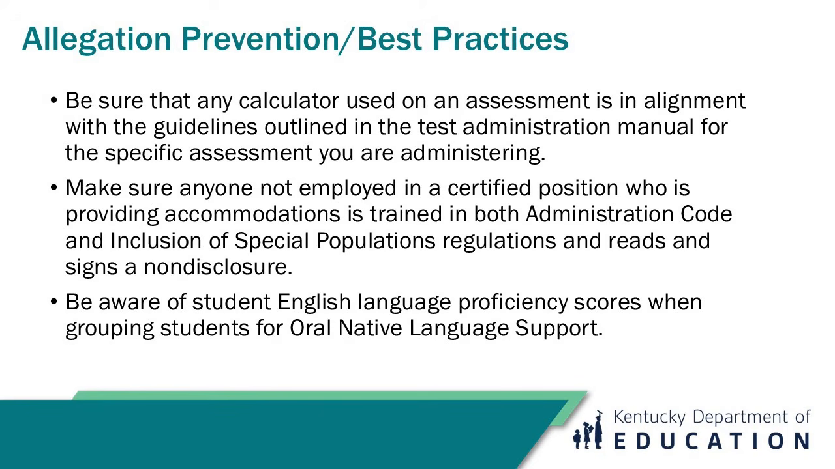Here are some allegation prevention tips for the previous accommodations. Check your student calculators with the guidelines outlined in the test administration manual for that specific assessment you are administering. Be sure your staff providing accommodations are fully trained and have signed a non-disclosure if necessary. When grouping students for oral native language support, be aware of their proficiency test scores. A student who requires very little support should likely not be grouped with a student who requires extensive translation.